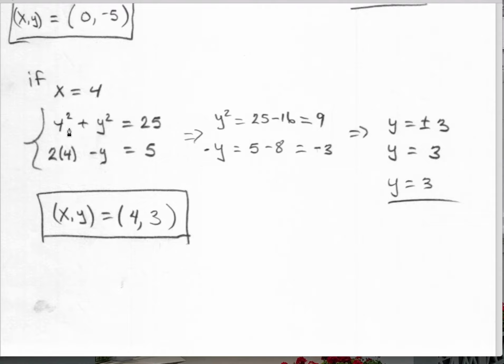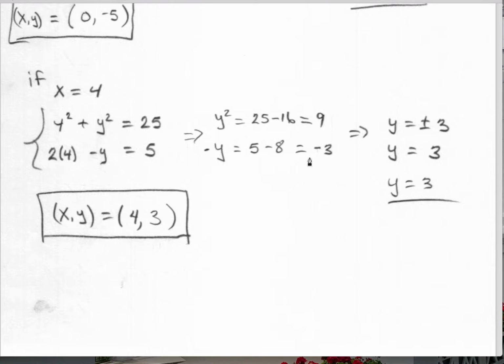And when I simplify this, I get y squared equals 25 minus 16. So I took this 4 squared and moved it over to the other side. So y squared equals 25 minus 16, which is 9. Then I got 2 times 4, which is 8, minus y equals 5. I took this 8 and moved it over to the other side. So I get minus y equals 5 minus 8, so minus y equals minus 3.